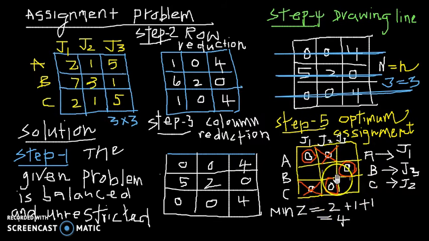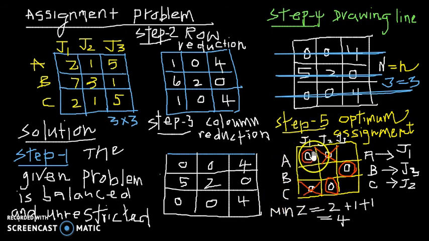Then what? Then we have to do optimum assignment. What do we mean by that? We have to assign 0 such that each row and each column should have only 1 0. That means each person should have only one job. A single person should not have 2 jobs or 3 jobs. The same way, each job should be assigned to only one person.